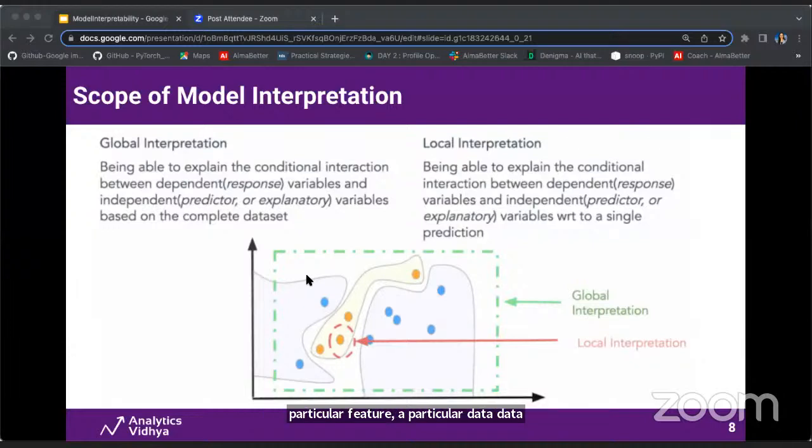Okay, so local interpretation is all about trying to understand why the model made such specific decisions for a single instance. Or you can say, why did the model make specific decisions for a group of instances? So one good thing is that in local interpretation, we do not care about the inherent structure, the underlying assumptions that we have taken while building the model, or you can say we treat it as a black box.